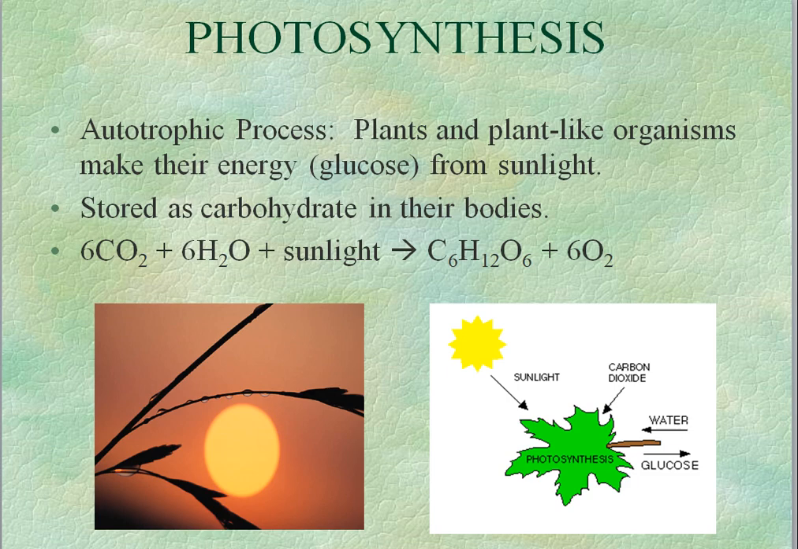Photosynthesis is an autotrophic process. Plants and plant-like organisms make their energy, like glucose, from sunlight, stored as carbohydrate in their bodies. Carbon dioxide plus water and sunlight, they can make glucose and oxygen.